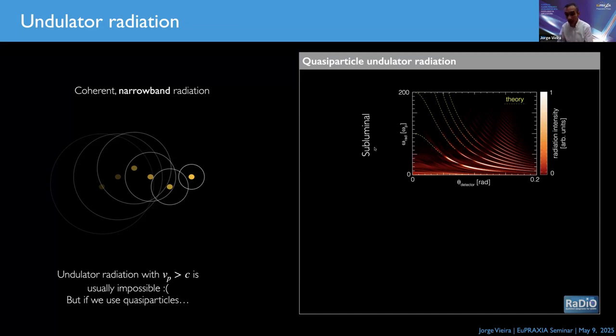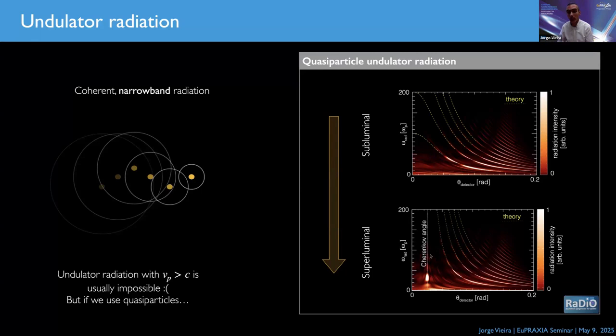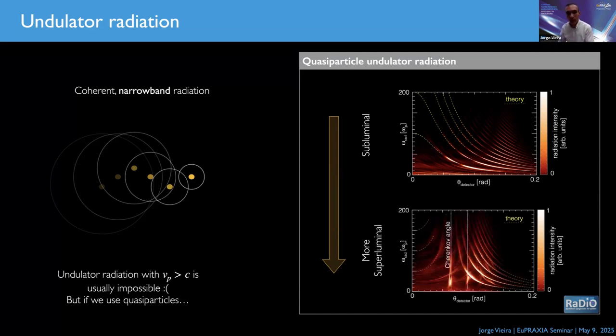But now if we use quasi-particles, we can make them superluminal. And this is how the superluminal undulator radiation spectrum turns out to be. So it is a mixture between Cherenkov emission here at this angle with conventional undulator radiation. And we can even make it more superluminal, so we start to see more features here for smaller angles.